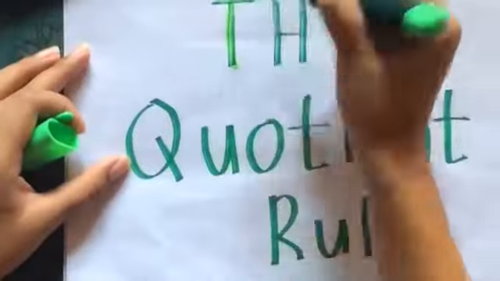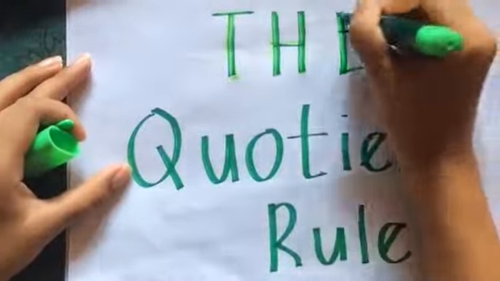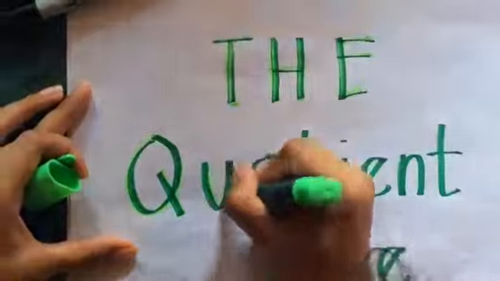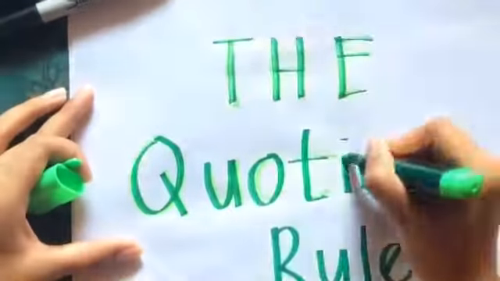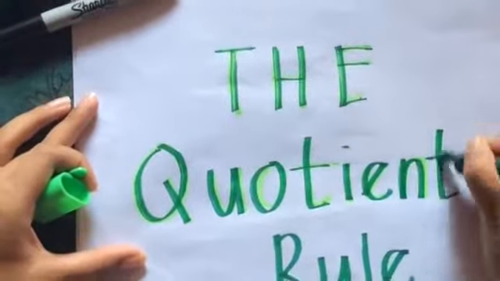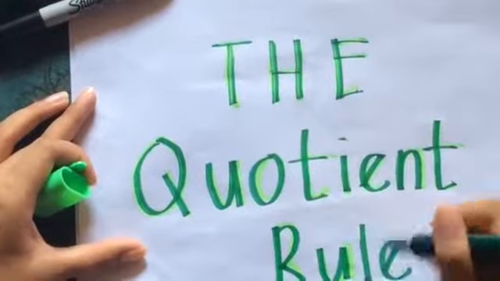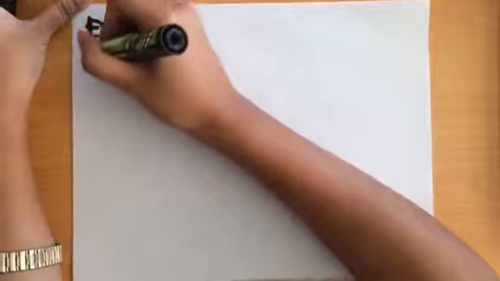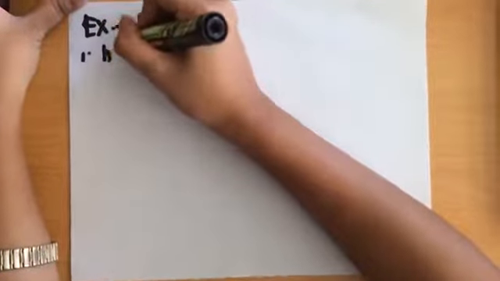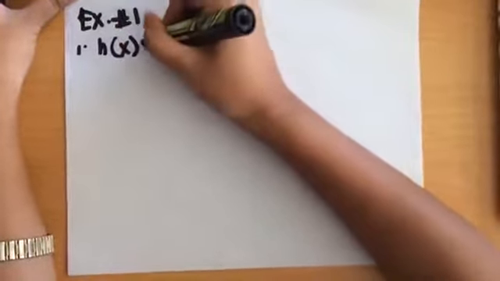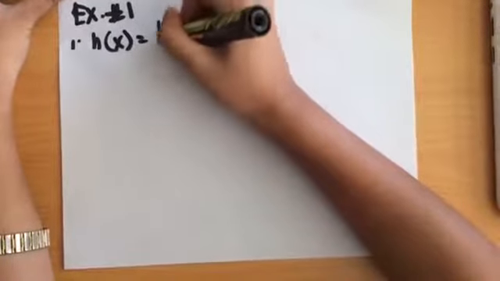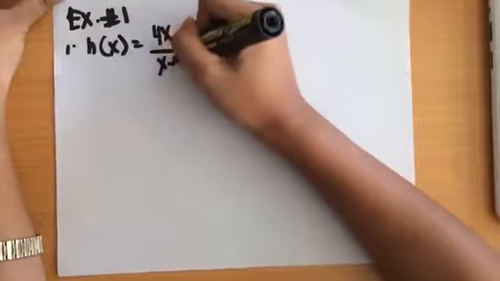Now let's take a look at an example for our quotient rule. Our first example will be h of x is equal to 4x over x minus 1.